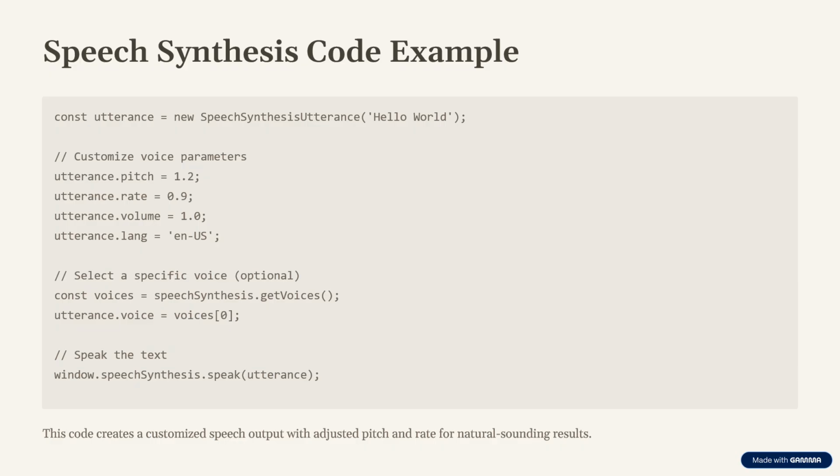And now moving to another point. First off, read this line. This code creates customized speech output with adjusted pitch and rate for a natural sounding result. So this is required for a natural sounding result. That's why we do the modulation and customization of the voice parameters here.